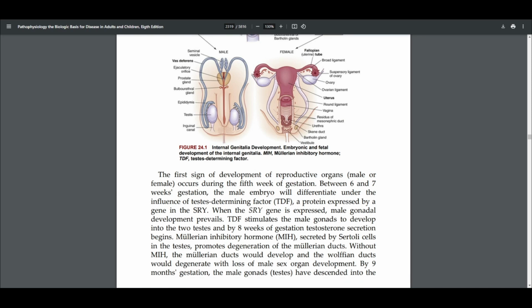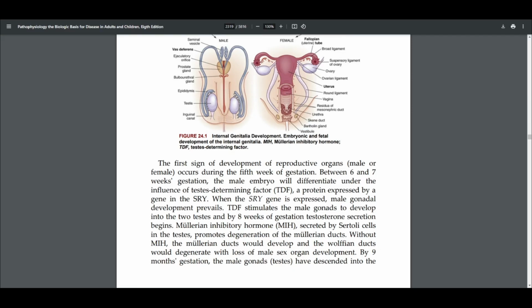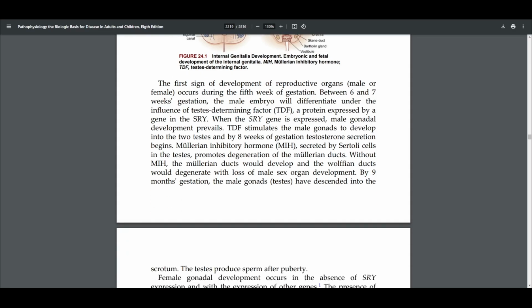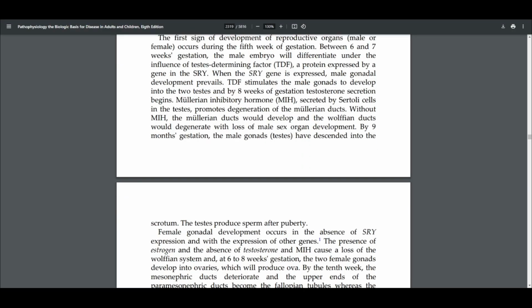Müllerian inhibitory hormone, secreted by Sertoli cells in the testes, promotes degeneration of the Müllerian ducts. Without MIH, the Müllerian ducts would develop and the Wolffian ducts would degenerate, with loss of male sex organ development. By 9 months gestation, the male gonads have descended into the scrotum. The testes produce sperm after puberty.